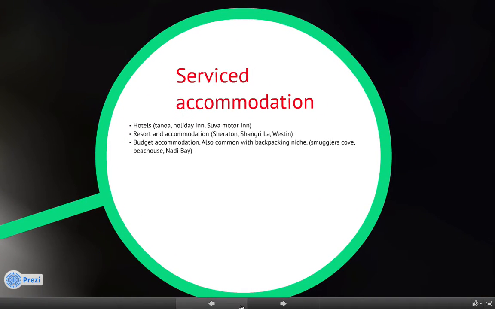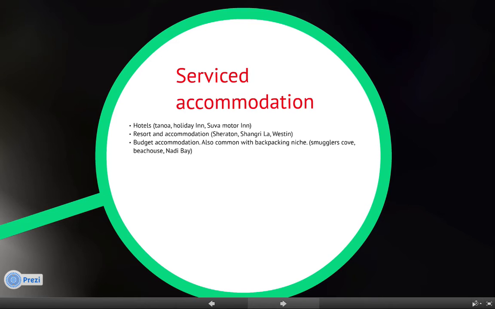And lastly, Fiji's accommodation sector is categorized as serviced accommodation. So looking at serviced accommodation quickly, these are some of the serviced accommodation facilities in Fiji. We have hotels, some of them are Tanoa, Holiday Inn, Sugamoto Inn. We have resort accommodation, like I've just said. We have the Sheraton and Westin on Denarau, and Shangri-La, the Fijian, on the Coral Coast.